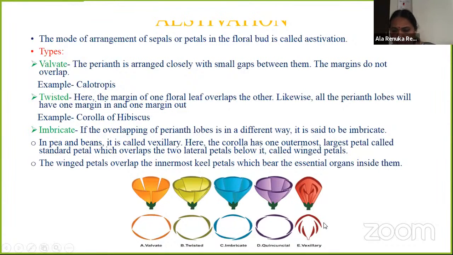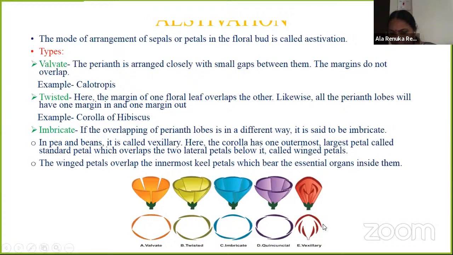In the vexillary type, there will be one posterior petal. You see this petal, which is very big and prominent. This petal is called the standard petal, which overlaps all the other petals present inside. This is the outermost petal, called vexillum, also called the standard petal. This overlaps the two petals on the lateral sides. It overlaps the two wing petals. These two petals are wing petals.